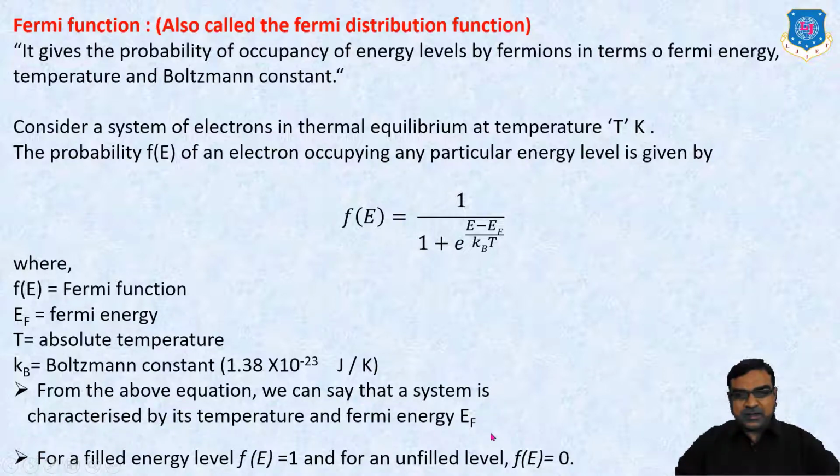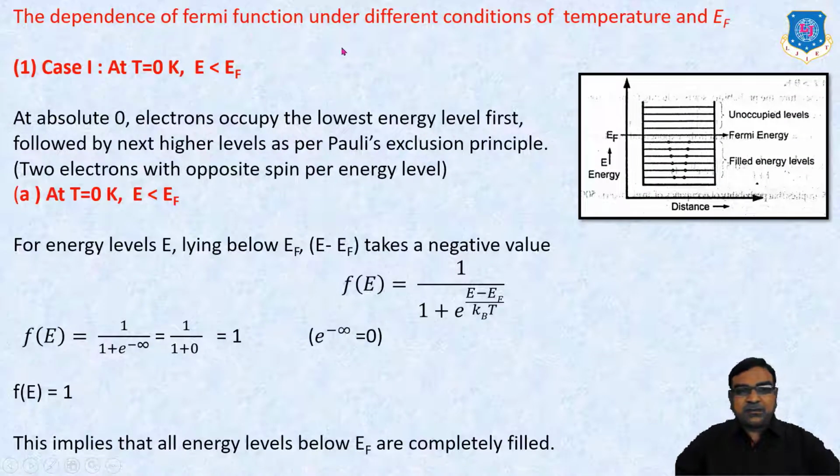For a filled energy level, the probability is equal to 1, and for an unfilled level, the probability is equal to 0, meaning f(E) is 1 and f(E) is equal to 0. The dependence of the Fermi function under different conditions of temperature and energy level EF.